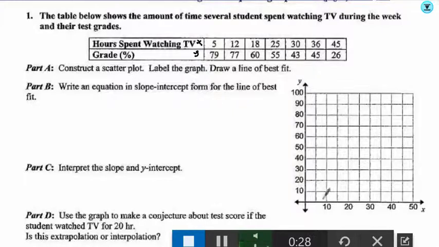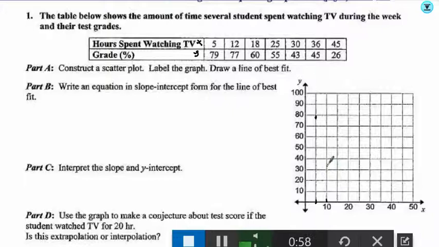All right. You notice here that our intervals along the x are every 5, 10, 15, 20, and our intervals along the y are every 10. So when we do our ordered pairs, we need to keep those things in mind. My first ordered pair, the point I'm going to plot, is 5, 79. So 5, and then 79, almost 80.